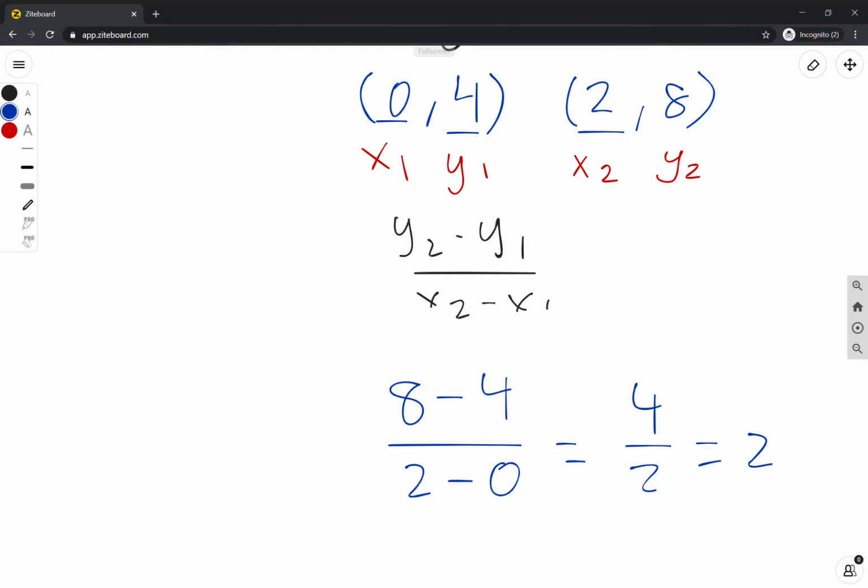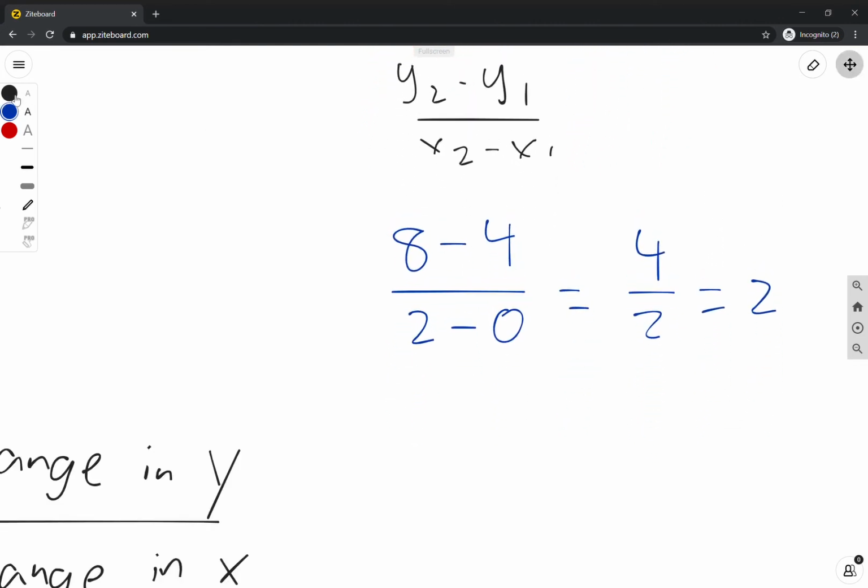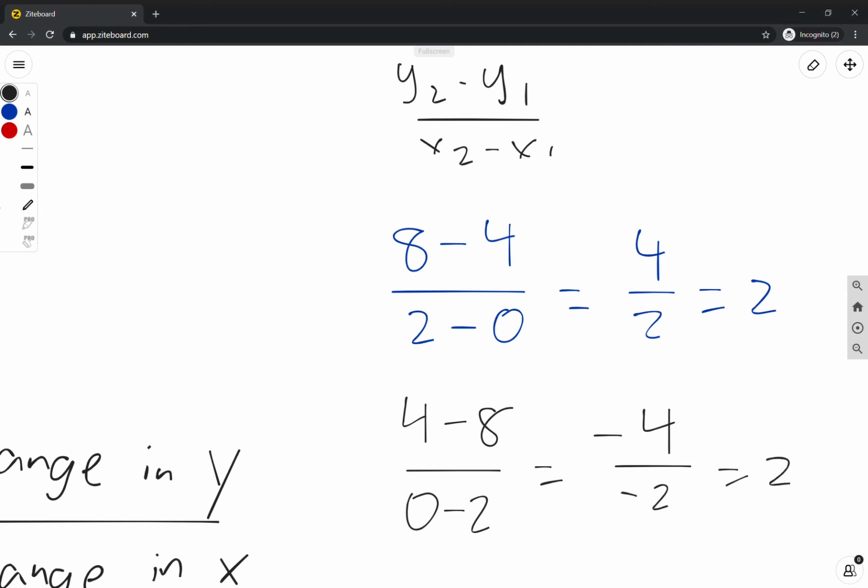But one question may come up. What if we chose the other point? What if we chose 2 as x1 and 8 as y1? Like, what if these values were flip-flopped? Well, I'll show you. In this situation, it would be 4 minus 8 over 0 minus 2, which equals -4 over -2, which is also 2. So these values are exactly the same.